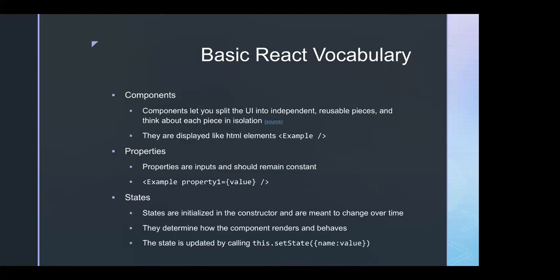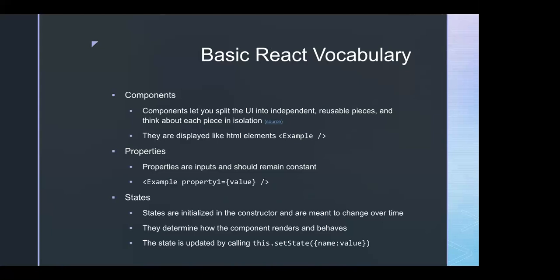So I'm gonna go over a few basic vocabulary for those who haven't really used it too much. There's components, properties, and states. Components let you split the UI into independent, reusable pieces. It allows you to think about each piece in isolation, similar to classes within Java. And they're actually used with classes. And they're displayed like HTML elements. So if you were writing this in code, you could just use a component like example. Similar syntax, it's very easy to learn.